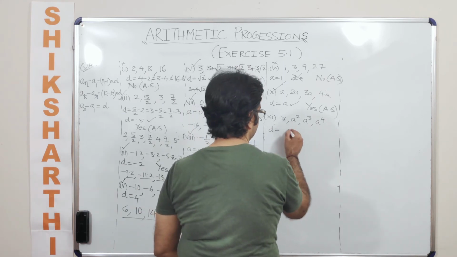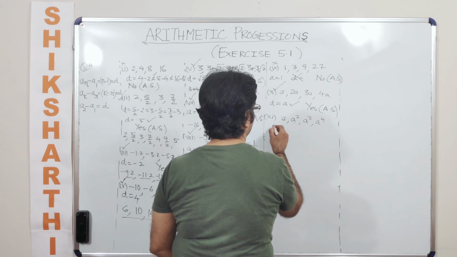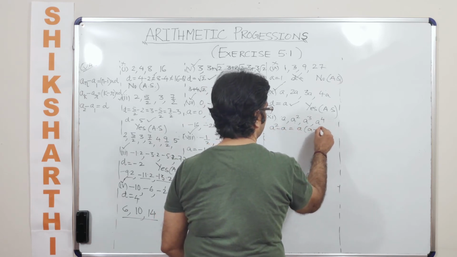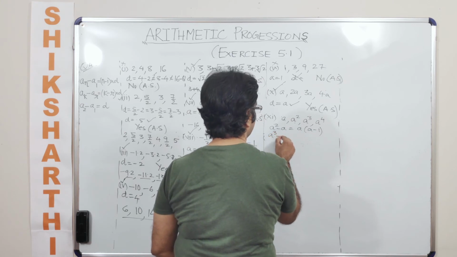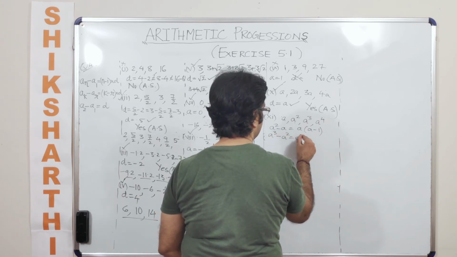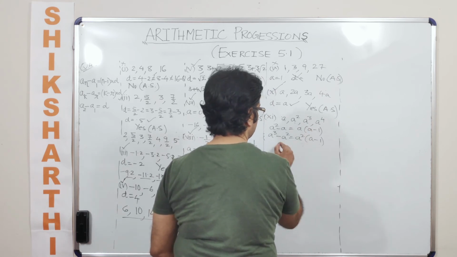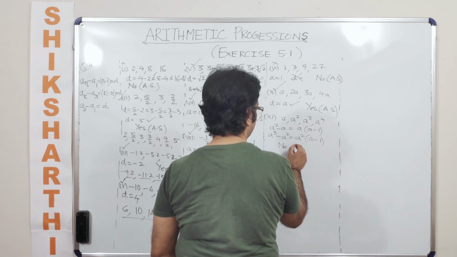Let's check it out. So when we are saying a square minus a, this can be written as a times of a minus 1. Now the moment you say a cube minus a square, this is just like saying a square times of a minus 1. So the common difference varies. It is not an arithmetic series because it doesn't have a common difference.